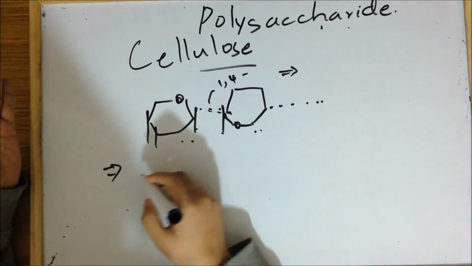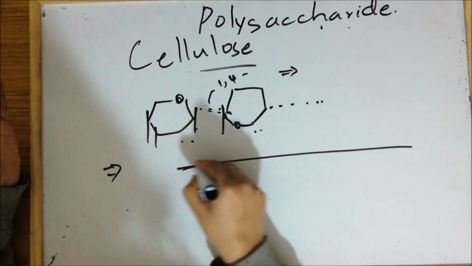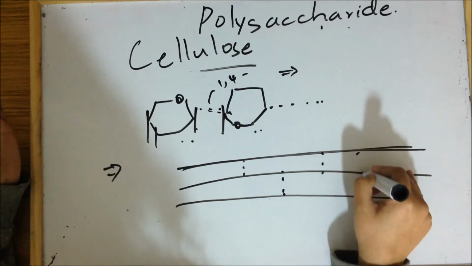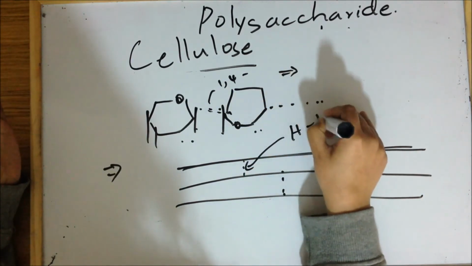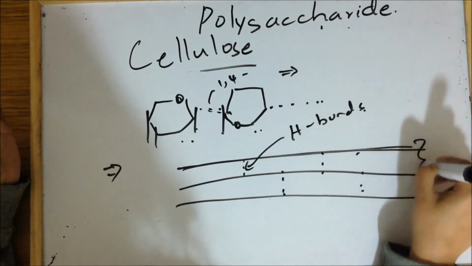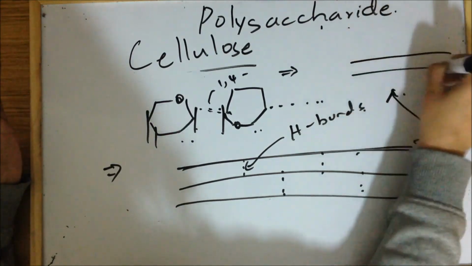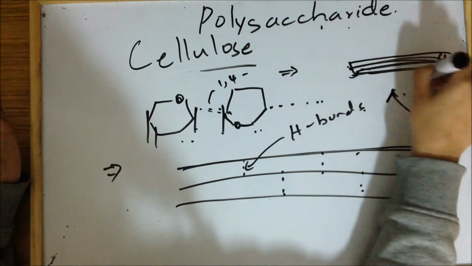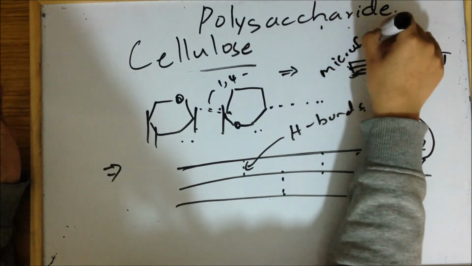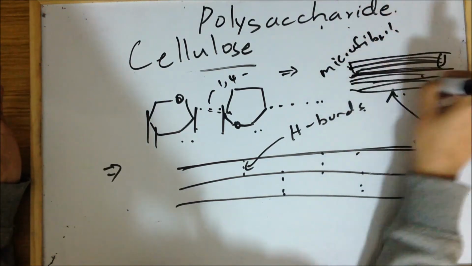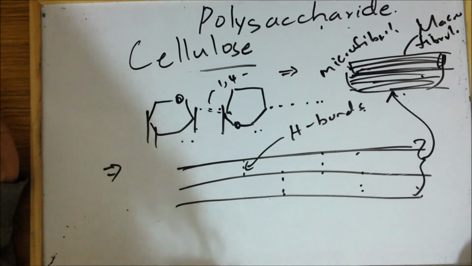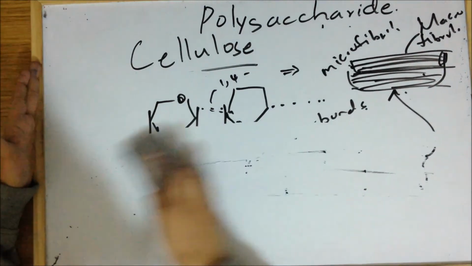Another thing we should discuss is the long chains of cellulose molecules. They bind with adjacent cellulose molecules by hydrogen bonds. Then these cellulose molecules form a fibril, and lots of microfibrils bind together to form macrofibrils, which leads to its rigidity and strength. Now let's see an overview of what we have done on the polysaccharides.